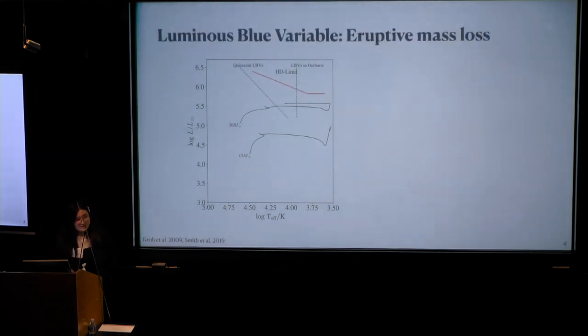If we move to higher masses, we actually become luminous and blue and variable. So luminous blue variables, and they exhibit eruptive mass loss. Here I show the same HR diagram, but now you may notice there are 3 additional tracks. There are quiescent LBVs and LBVs in outburst, so these are the luminous blue variables that either are or are not erupting. And there's also in red the Humphreys-Davidson limit, which can be interpreted as the Eddington limit for stars.